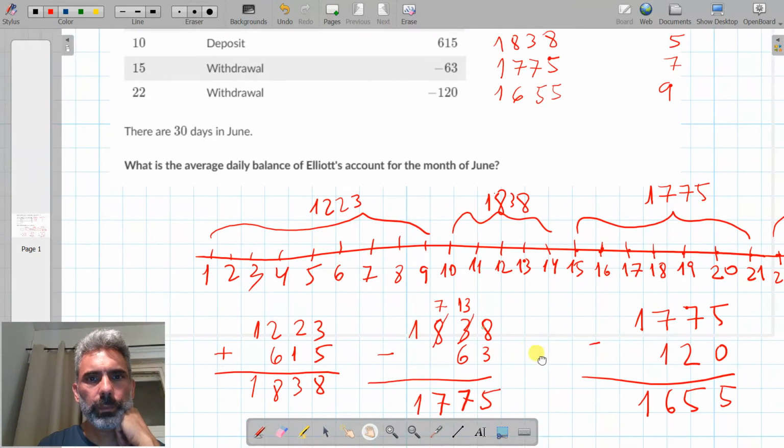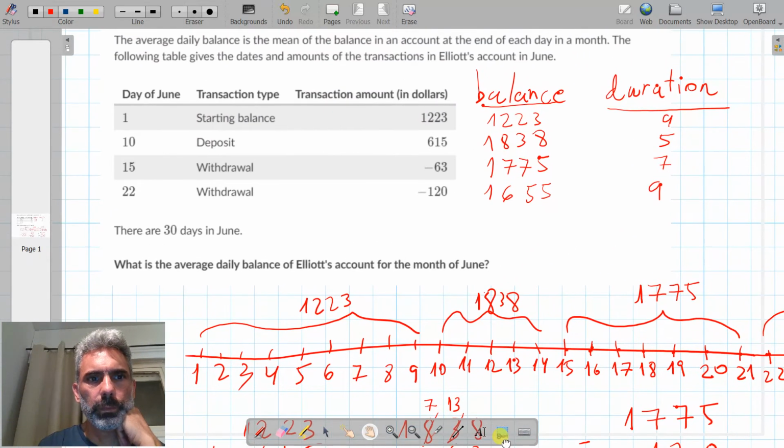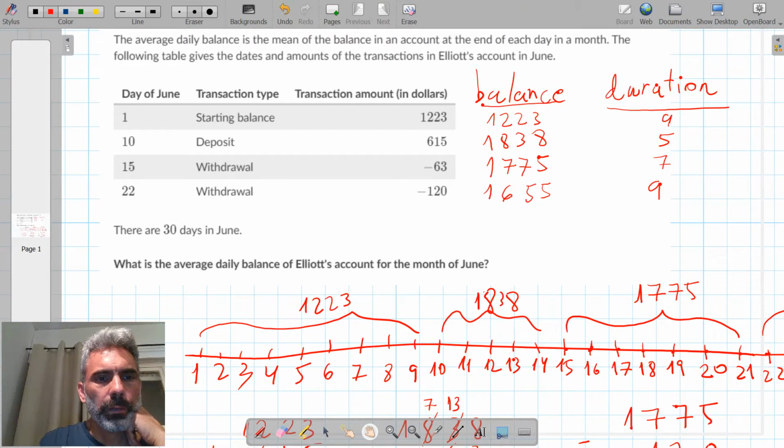Okay. Note that 30 minus 22 is 8, but we also count the 30th day of June. So this balance 1,655 is the same for 9 days, not 8 days.